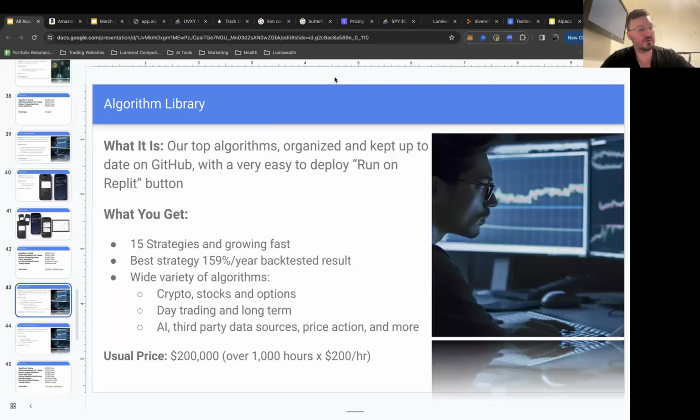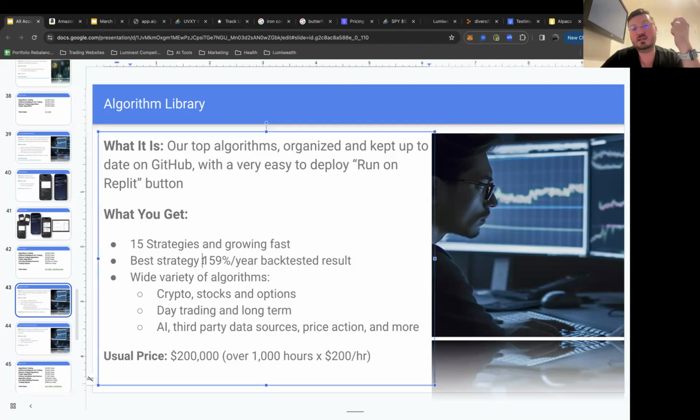Because right now, we have about 15 strategies in there. As I said, we're adding them very, very quickly. Our best strategy had a backtesting result of about 159% a year. That was our best backtesting result that we have in that strategy library. And it has a wide variety of different algorithms. We have crypto, we have stocks, we have options, we have day trading algorithms, we have long-term algorithms, we have ones that use AI, we have ones that use third-party data sources, we have price action ones that do breakouts and moving averages, we have all sorts of stuff in here.